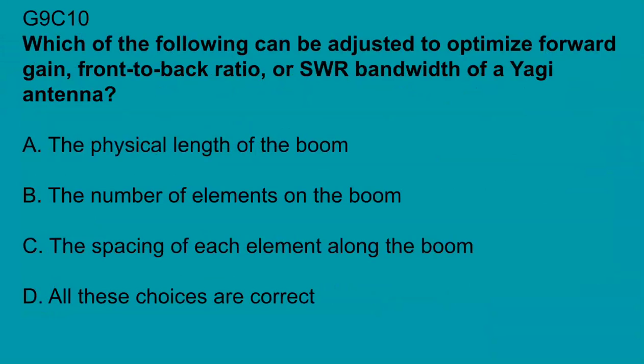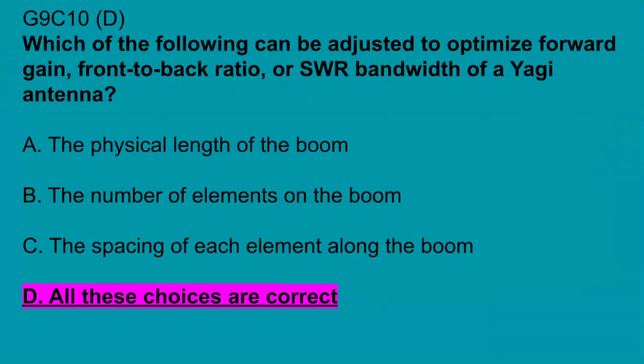G9C10, which of the following can be adjusted to optimize forward gain, front-to-back ratio, and SWR bandwidth of a Yagi antenna? On this one, all of the choices are correct. So the physical length of the boom, the number of elements on the boom, and the spacing of each element along the boom are all correct. So the answer you need to select on the test is all of the above.